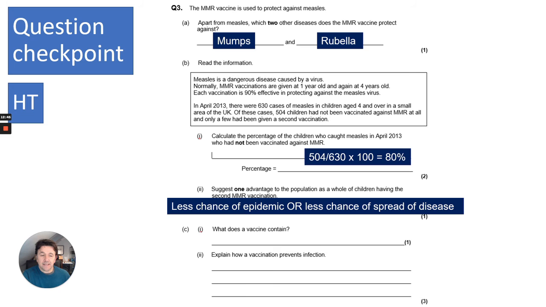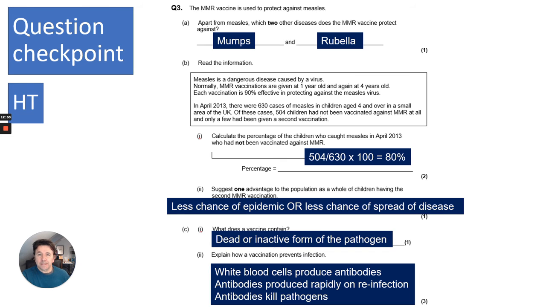What does a vaccine contain? Well, we know it's dead or inactive forms of the pathogen. And how does it prevent infection? So white blood cells produce antibodies. Antibodies are produced rapidly on reinfection, and antibodies kill pathogens. I think most people would forget that third point there about antibodies killing pathogens.